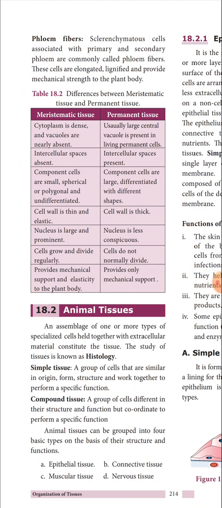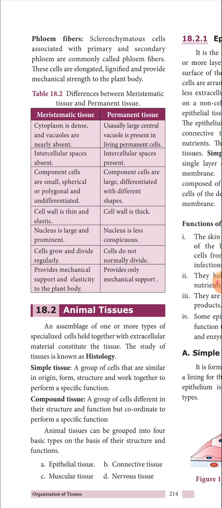Already I said what is meristematic tissue and what is permanent tissue, right? In meristematic tissue, the cytoplasm is dense and vacuoles are nearly absent, or if present they are very tiny. In permanent tissue, usually a large central vacuole is present in the living cells. Here vacuoles are nearly absent. Here a large central vacuole is present in living permanent cells.